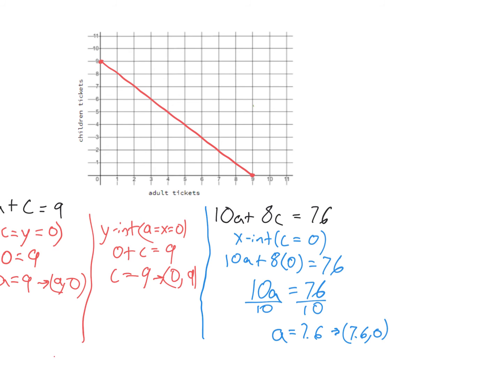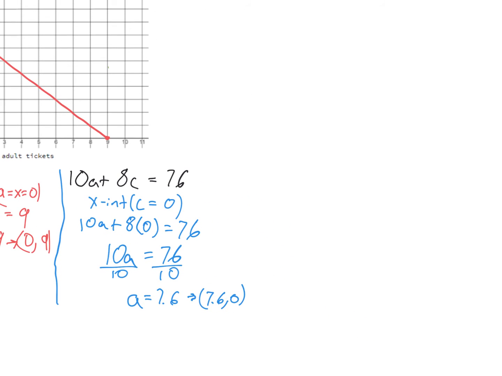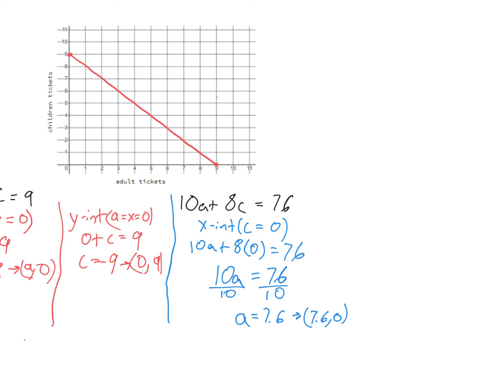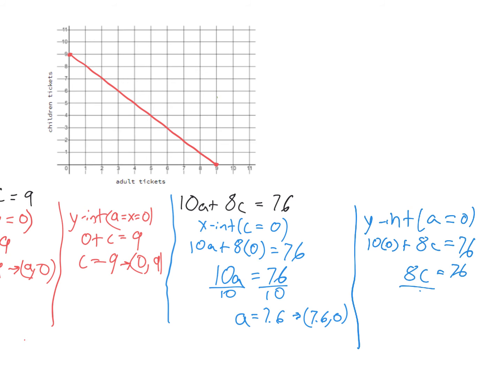Now, the other side of this equation is my y-intercept, which I'll do right here. My y-intercept, remember, that is when a equals 0. So that's 10 times 0 plus 8c equals 76. 8c equals 76, divided by 8. And so I get c equals 9.5. So c equals 9.5, which is the point 0, 9.5.